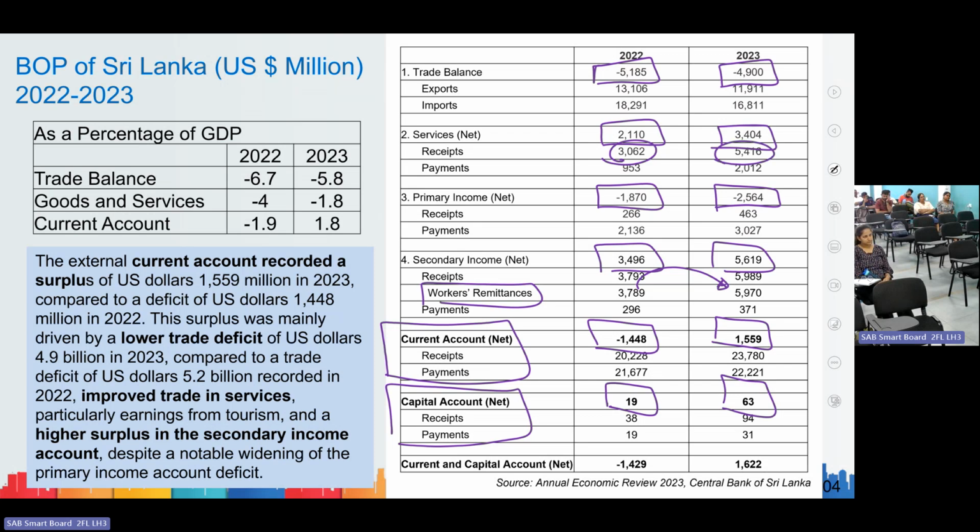service receipts, mainly because of tourist arrivals. During the COVID-19 pandemic and during the crisis period, during the anti-government protest period, tourist arrivals dropped sharply. Now they have recovered. Tourists are coming to Sri Lanka and their arrivals have increased. So tourist arrivals have increased.